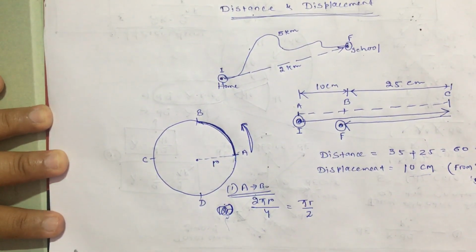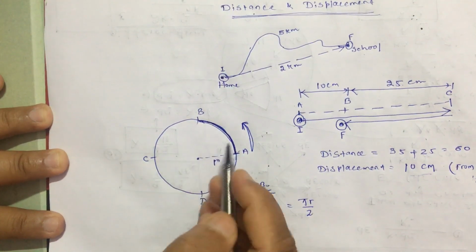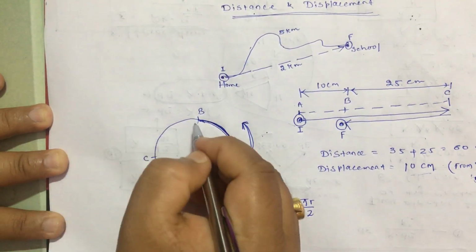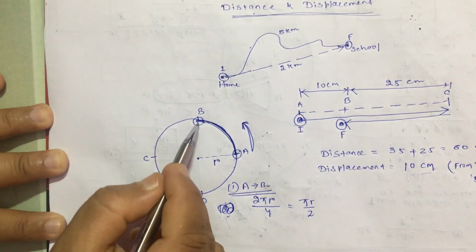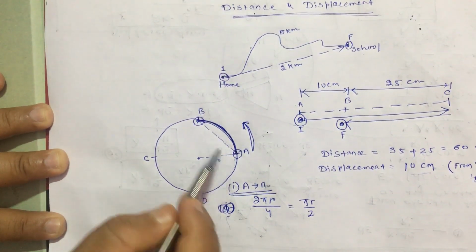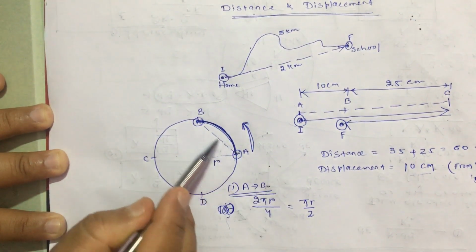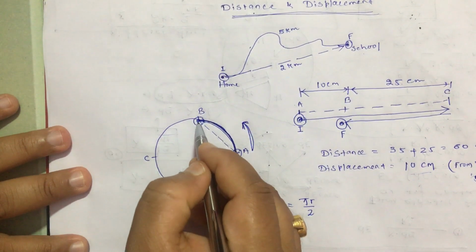And what is the displacement? For displacement, again let me remind you, you don't have to check how it moves. What is the initial point? This point. What is the final point? This point. Now just draw a straight line between them, A to B. So you have to find this distance. This line distance you have to find. That will give you the displacement. And how to find that?